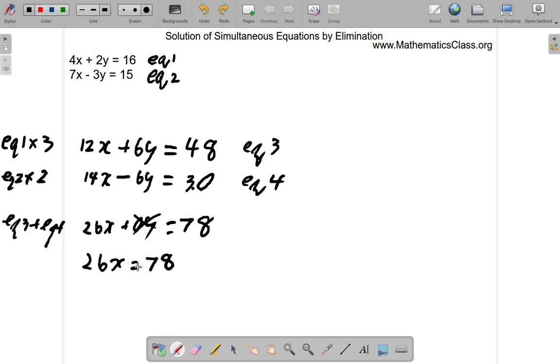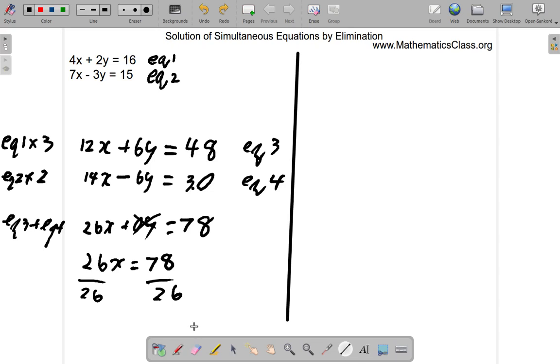Now we divide down. Divide by 26, divide both sides by 26. So let's put a line here to separate the parts of the work and continue writing over here. X equals 78 over 26, which is what? Oh, you work that out. 26 times 3 is 78. Alright, it's 3. So x equals 3. So we found out that x is 3.